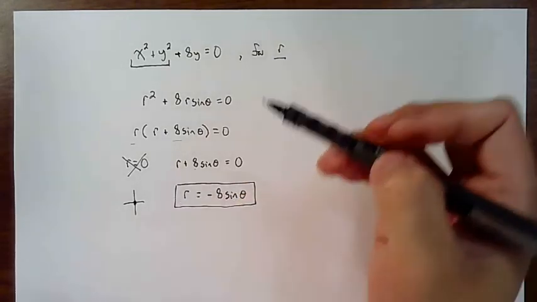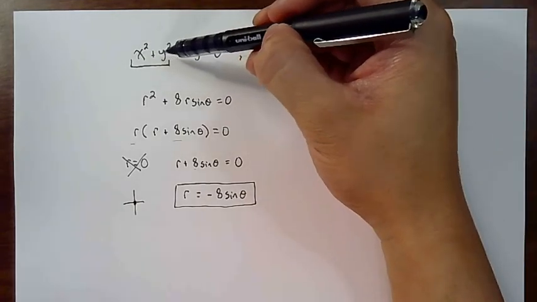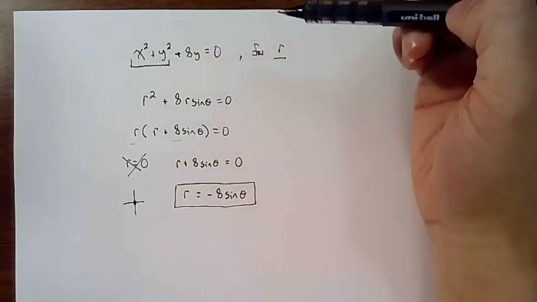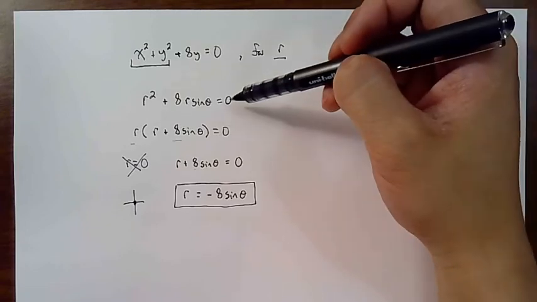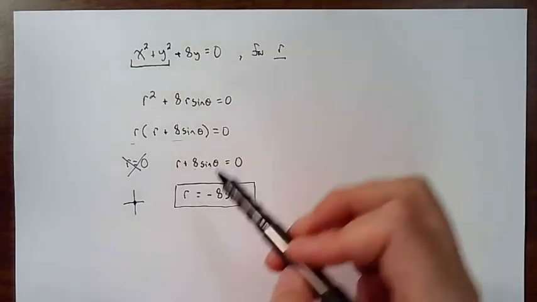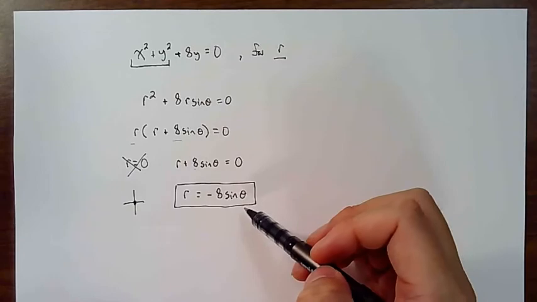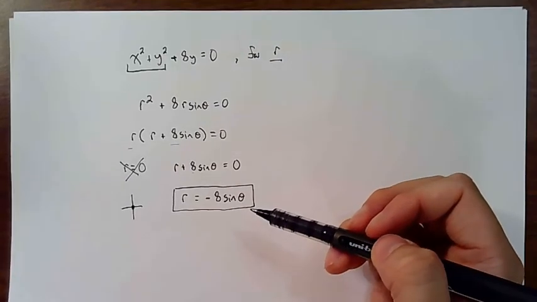So the original rectangular form was x squared plus y squared plus 8y equals 0. And then when we converted it to polar form and solved for r, we get r equals negative 8 sine theta. All right, let's do one more.